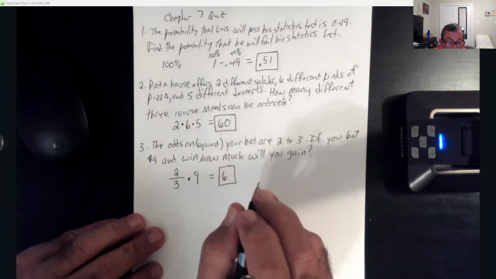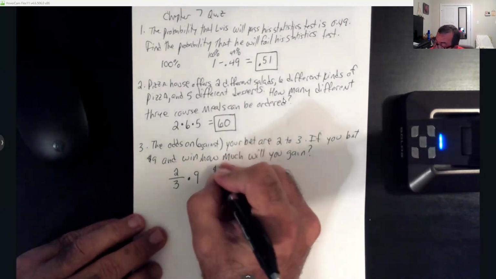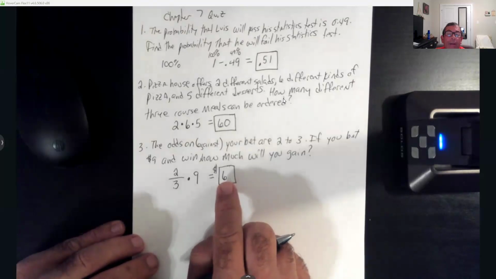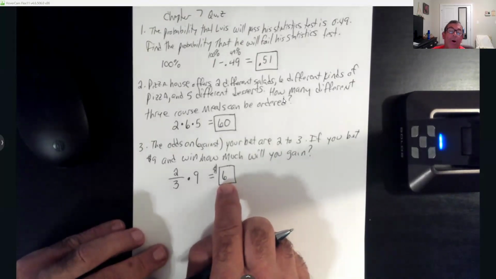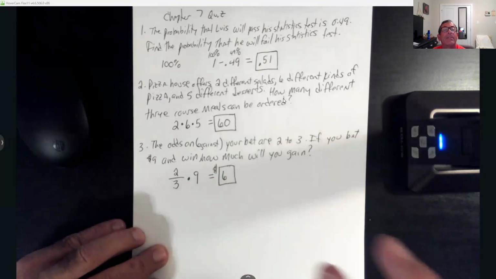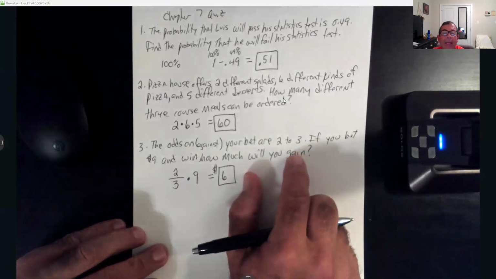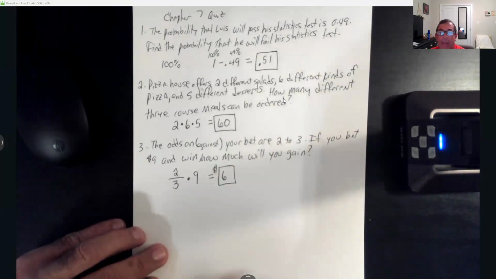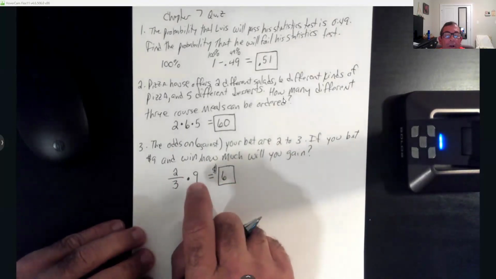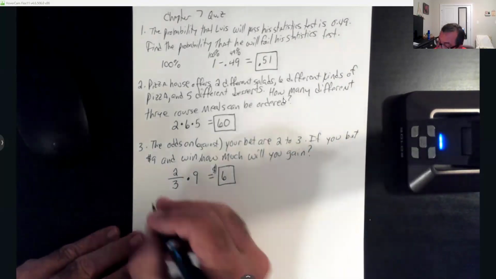And then let's see. MathLab will already have the dollar sign there for you, okay? So you win 6, but altogether, your 9 plus 6 will give you 15. So you gain that over what you're actually betting, okay? So you'll turn your $9 into basically 15 after that bet.